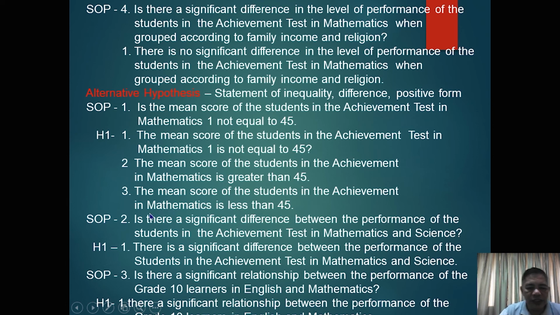Now, in this example, the "is" is transferred in between "there" and the article "a." So it's transferred. And the question mark at the end of the statement in specific question number 2 was changed to a period. The same is true for SOP number 3 and the hypothesis from this statement of the problem.